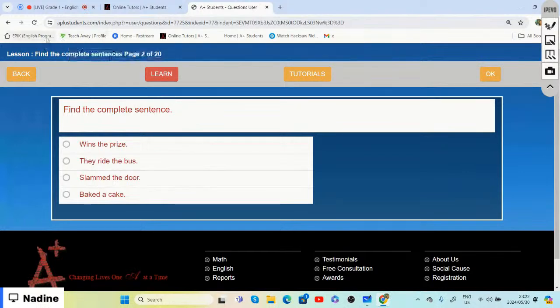Now we have the second one, and the second one says wins the prize, they ride the bus, slammed the door, baked a cake. Remember, a complete sentence needs to have a naming part and it needs to have an action part. So which one do you think has both naming part and action part within the sentence?